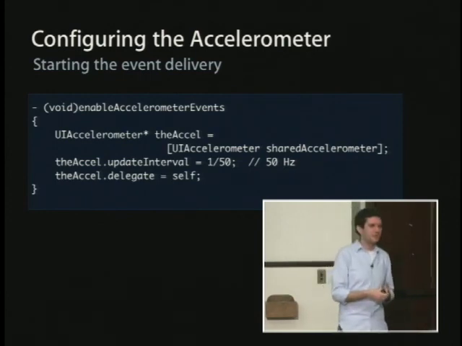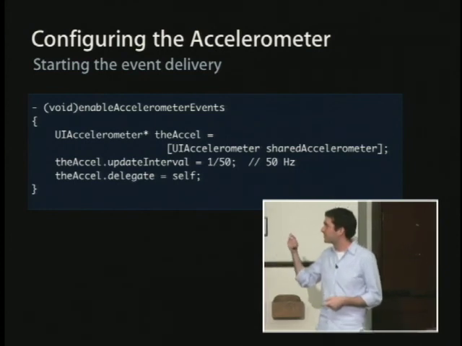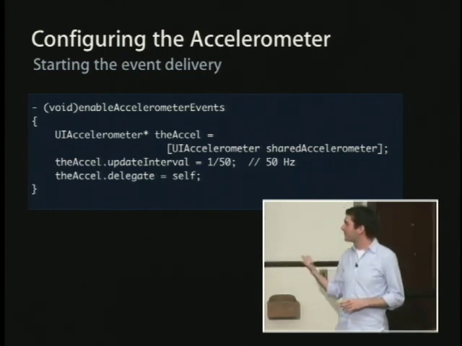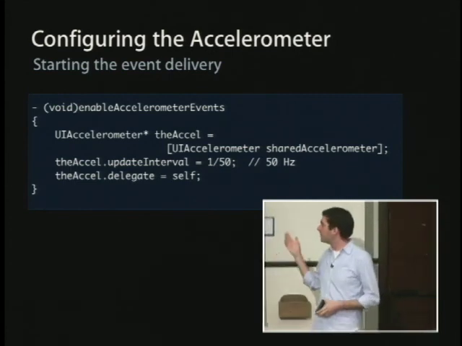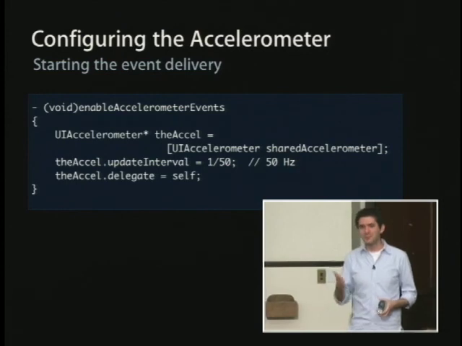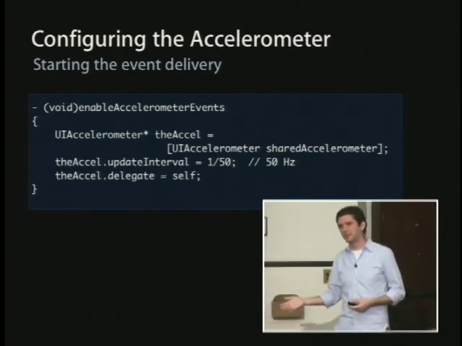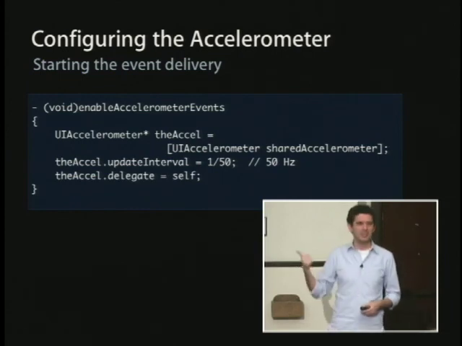With UIAccelerometer, you don't allocate your own. There's a singleton one that you get using UIAccelerometer sharedAccelerometer. You set the update interval so you can pick how frequently you need these updates. And then you set the delegate to yourself. This part's pretty important, actually. There's no begin and end generating updates like there is on CLLocationManager. Just setting the delegate causes the updates to begin.